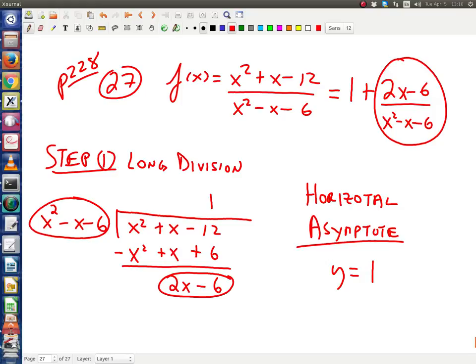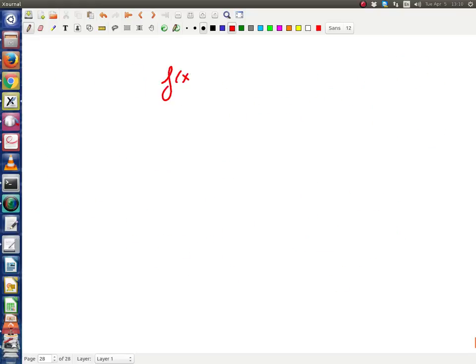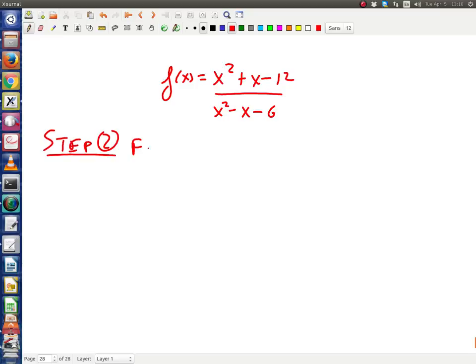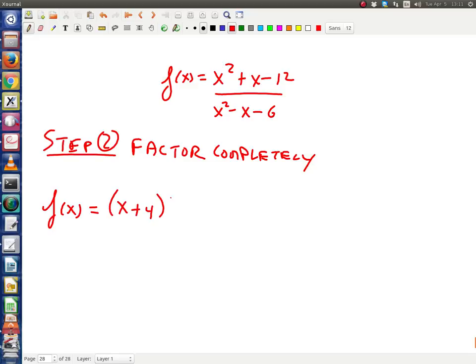All right, so here's step 2. So don't forget, f of x is still x squared plus x minus 12 over x squared minus x minus 6. Okay, so step 2, factor completely. Okay, there you go. So how do you factor x squared plus x minus 12? Let's see, what multiplies to negative 12 and adds to positive 1? How about x plus 4 and x minus 3? Okay. And how does the denominator factor? What multiplies to negative 6 and adds to negative 1? How about x plus 2 times x minus 3?